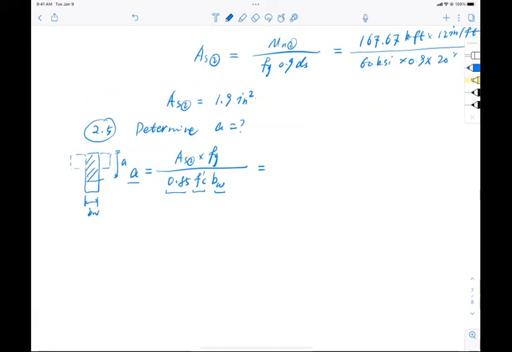Bring the numbers in. That is 1.9 inch squared and 60 ksi, divided by 0.85, 3 ksi concrete f'c, and bw of 11 inches. So I have this number out here, which is 4 inches. So A equals 4 inches.